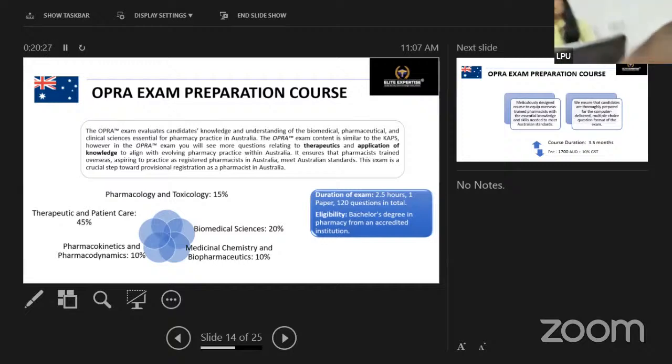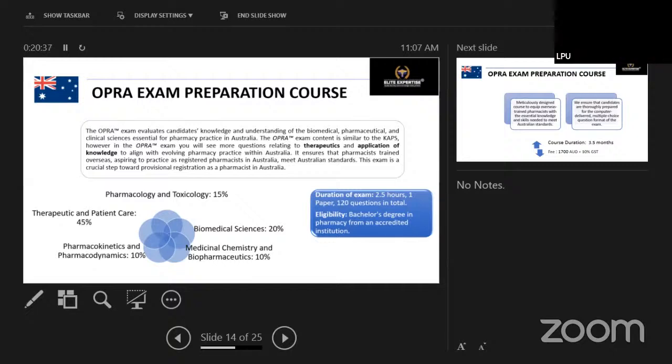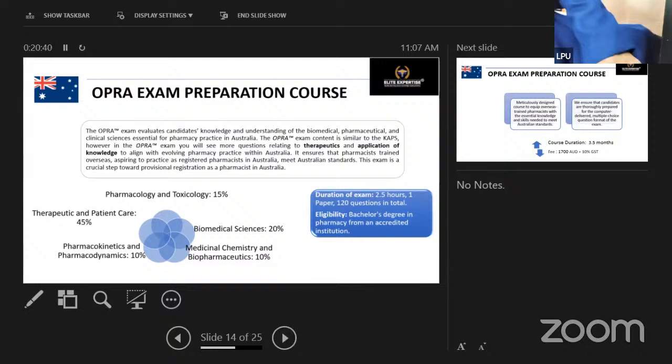And coming to OPRA, OPRA is the transition of the KAPS examination. Till the November 2024 exam, the KAPS exam will be conducted as a licensing exam for New Zealand and Australia. OPRA will be conducted from the March 2025 examination. Candidates who wish to appear for the examination from 2025 will be sitting for OPRA.